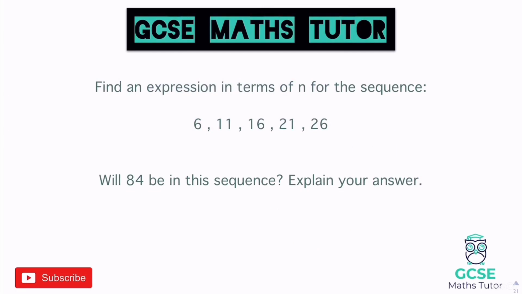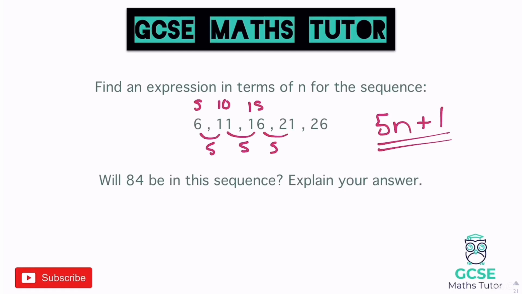Here's another one, find an expression in terms of n for this sequence, and then will 84 be in this sequence, explain your answer. Let's have a look. It's going up in fives, so our expression for the 5 times table is 5n, but this is not the 5 times table because the 5 times table goes 5, 10, 15, etc. So 6 is 1 bigger, 11 is 1 bigger, so it's the 5 times table, but it's got 1 added on, so that's my nth term this time again.